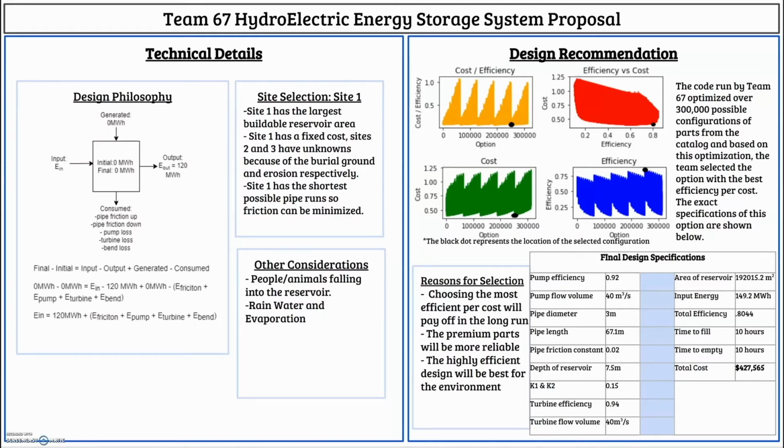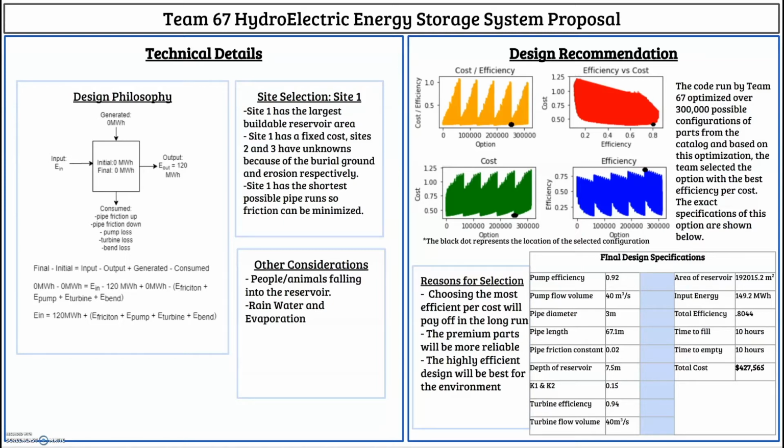Plugging these part selections into the model results in a calculated 10 hours of fill time, 10 hours of empty time, a total efficiency of 0.8044, and a required input of 149.2 megawatt hours to get an output of 120 megawatt hours. And the total calculated cost for the proposed project is $427,565. Team 67 decided that selecting a configuration based on cost per efficiency was the best method because it is the most impact per dollar.